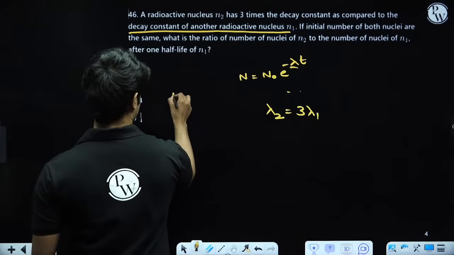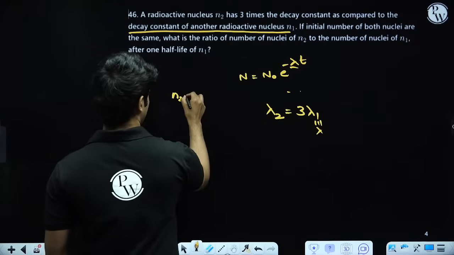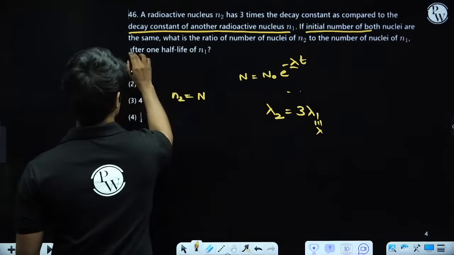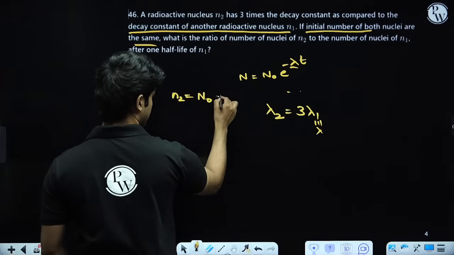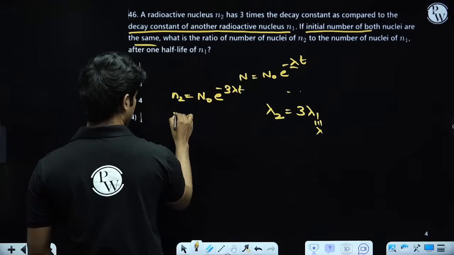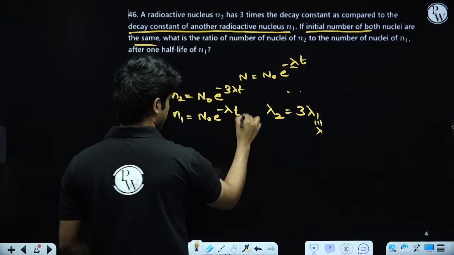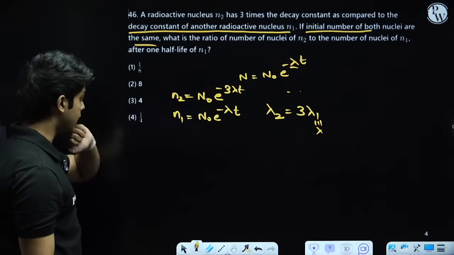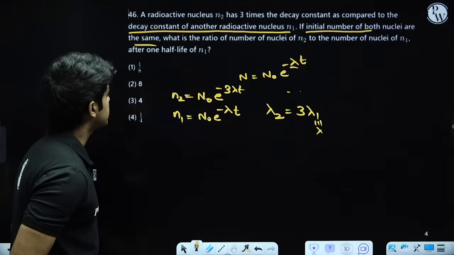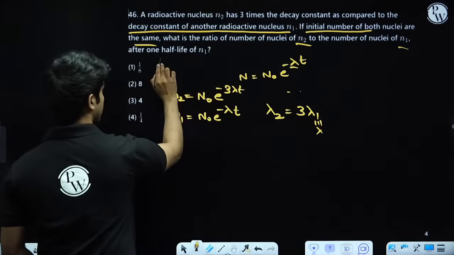Okay, which means, I'm going to call lambda 1 as lambda. So N2 I can write as, initial number of both the nuclei are the same, so this N naught is the same, e to the power minus 3 lambda t, and for N1 it is going to be N naught e to the power minus lambda t. So this is the law for N2. This is how the number of N1 will vary in the sample. Now the question is, what is the ratio of N2 to that of N1 after one half-life of N1?